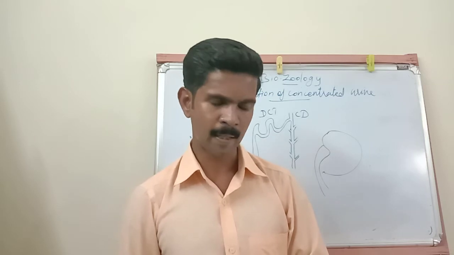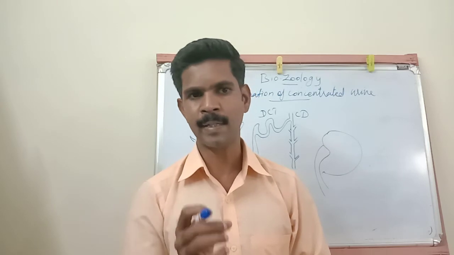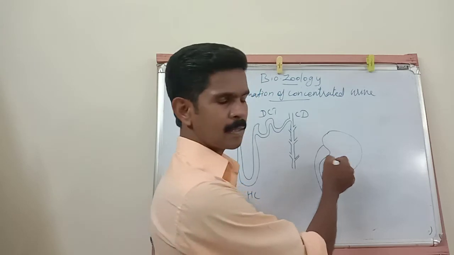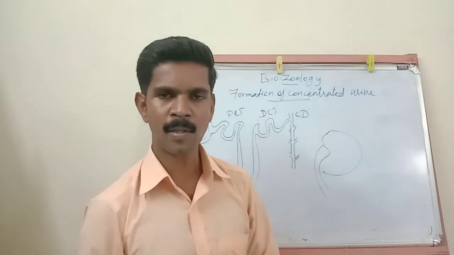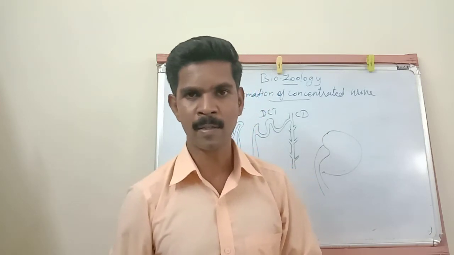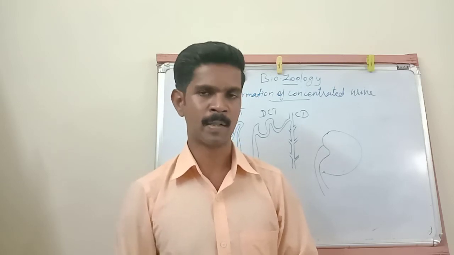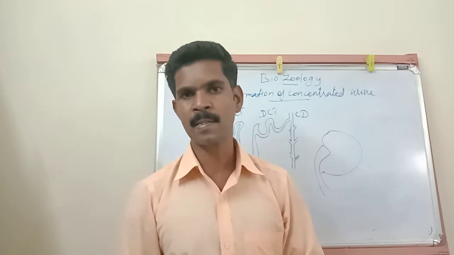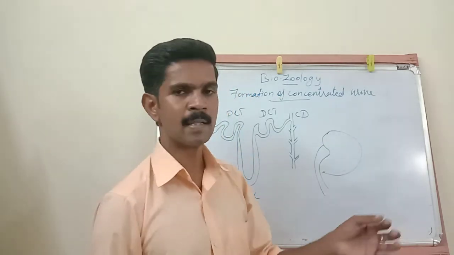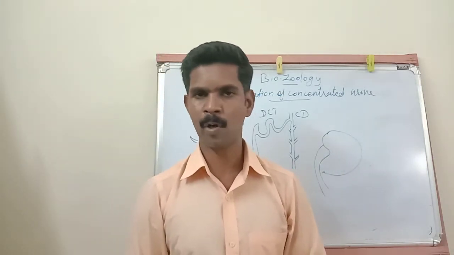Normally in the cortex region of the kidney, the osmolarity is very low. This region is called the cortex and this region is called the medulla. In the cortex the osmolarity is very low, and in the medulla the osmolarity is very high. Here osmolarity means the concentration of solute present in a solution of water. Hope you have understood all these points.